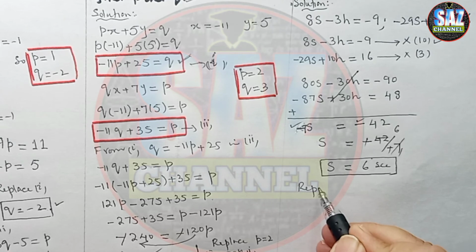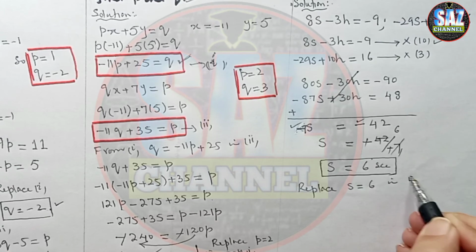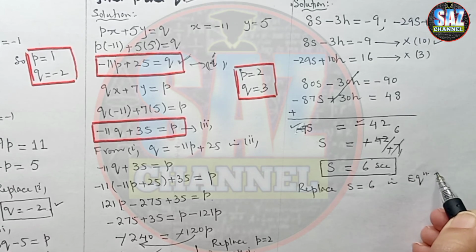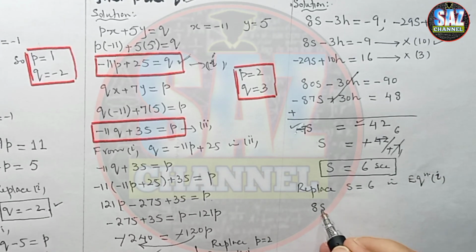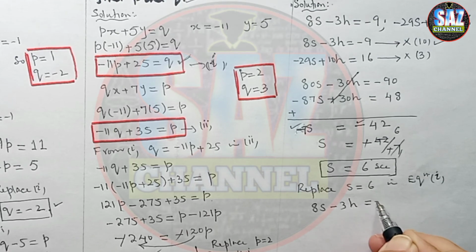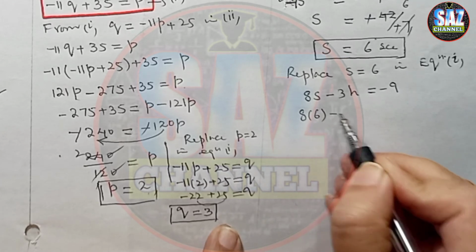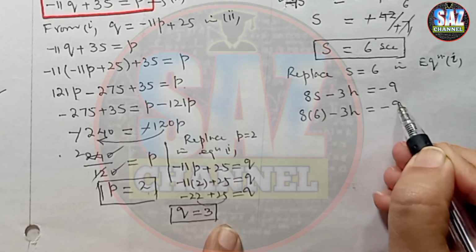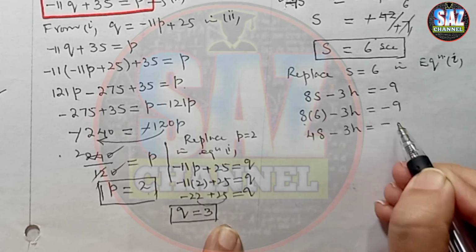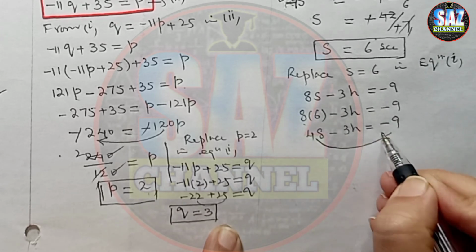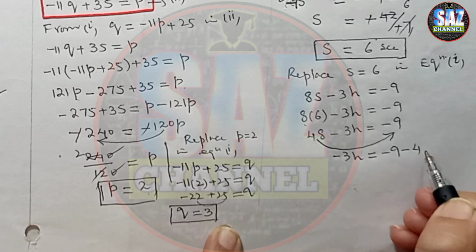Replace s equals 6 in equation 1 in order to get the height, and the equation will take the form 8s minus 3h equals minus 9. S has the value 6. 8 into 6 minus 3h equals minus 9. 8 sixes are 48 minus 3h equals minus 9. Shift 48 to the other side. Minus 3h equals minus 9 minus 48.